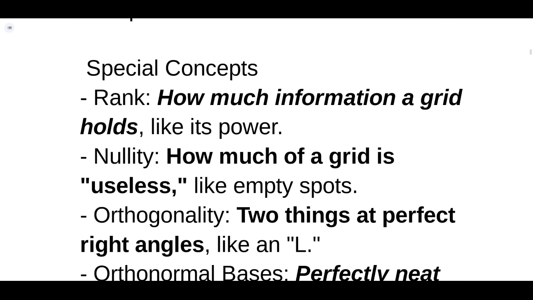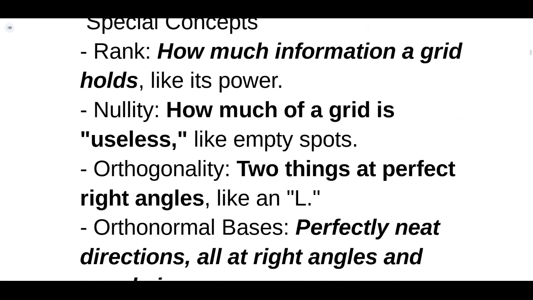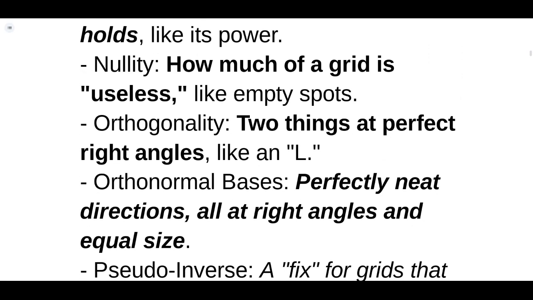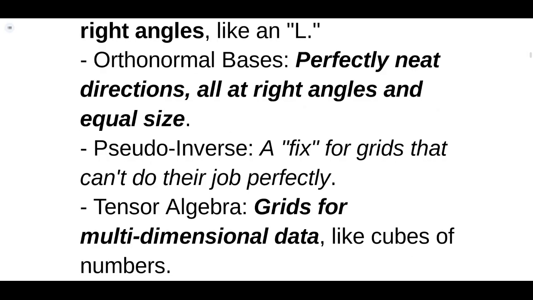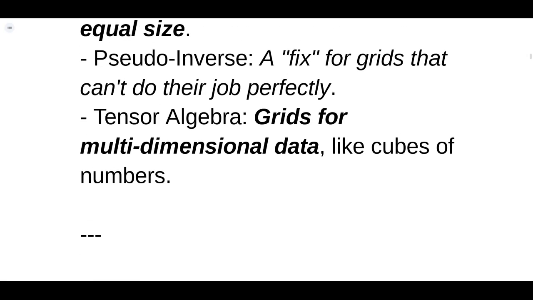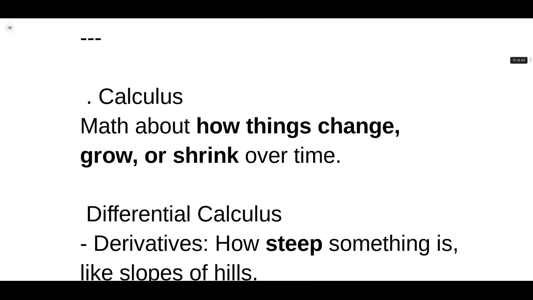Special concepts: rank, how much information a grid holds. Nullity, how much of a grid is useless. Orthogonality, two things at perfect right angles. Orthonormal bases, perfectly neat directions, all at right angles and equal size. Pseudo inverse, a fix for grids that can't do their job perfectly. Tensor algebra, grids for multidimensional data.